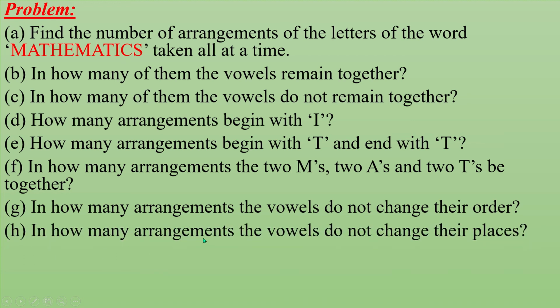In how many arrangements do the vowels not change their places? That means A, E, A, I always keep fixed places. The vowels are always in the second place, fifth place, seventh place, and ninth place. Okay.